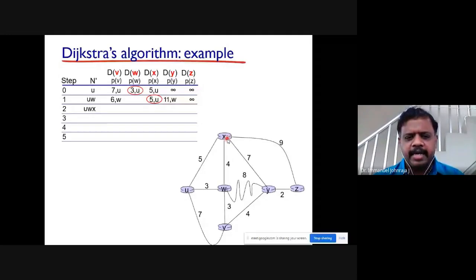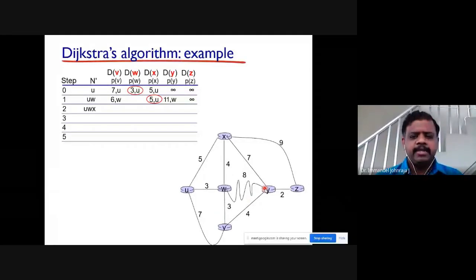Okay, if you take directly U X Y, it's going to be 12. If you take this way, it is 14. If you take this way, have you visited V already? No, we haven't visited V already. So if you take this way, it's going to be 10. Now we have to find out which is the least one.